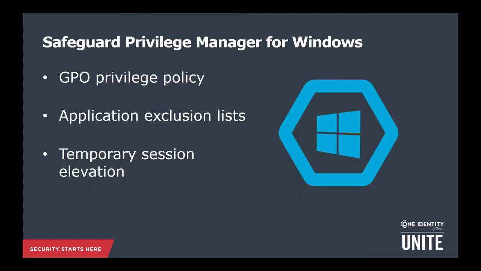The Safeguard Privilege Manager for Windows is based on the standard Active Directory group policy management system. So we will define a privilege policy that will be a group policy, and it will be distributed, edited and managed like any other group policy in Active Directory as well. It will contain application exclusion lists, it will include application allow lists, and it may offer you something called temporary session elevation, where you can request some kind of passcode that would allow you to run special applications or a set of applications for a definite time.